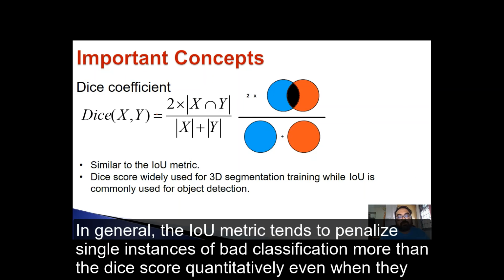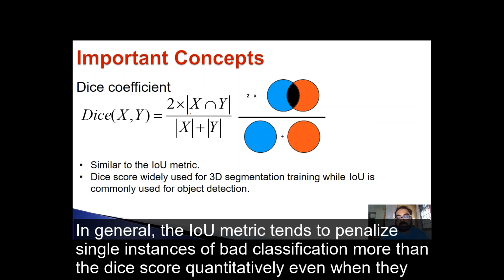The other concept that we use for training is the dice coefficient. Dice coefficient is essentially 2 times the intersection divided by the sum of those 2 regions. So instead of union, we use a sum. You can see that conceptually it's very similar to the IOU metric. It's just that the dice score is widely used for 3D segmentation training, while IOU is commonly used for object detection. In general, the IOU metric tends to penalize single instances of bad classification more than the dice score quantitatively, even when they both agree that this one instance is bad.